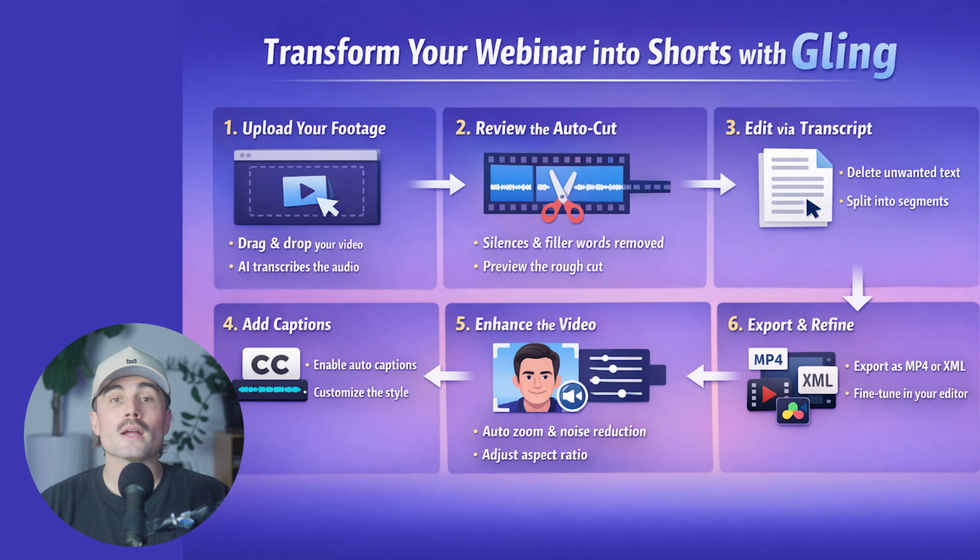Export the edited clips directly as MP4 files, or export XML files for Final Cut Pro, Premiere Pro, or DaVinci Resolve for further editing. This allows you to apply your own color grading, transitions, and graphics in a professional editor while keeping the cuts from Gling.